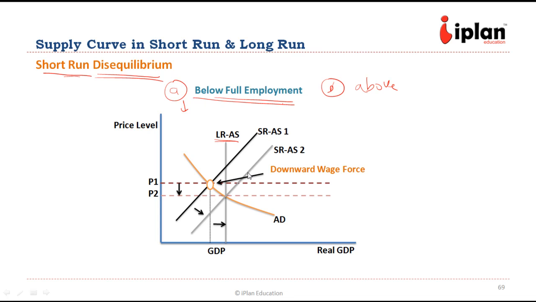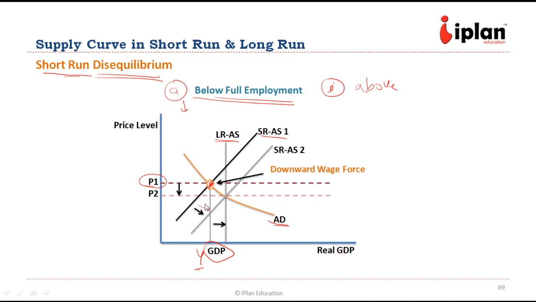Here, suppose at first this was the supply curve, aggregate supply in short run, and this is the aggregate demand curve, and they were cutting at this level. This was the price P1 and GDP was say Y. This was the real GDP. Now what happens? This curve shifts rightwards.